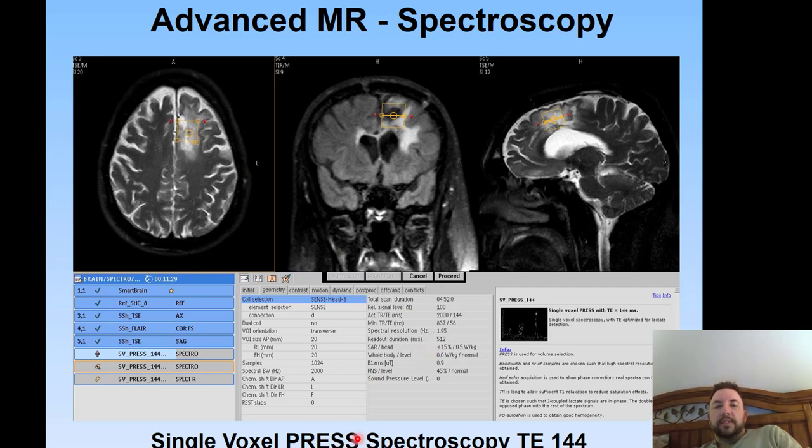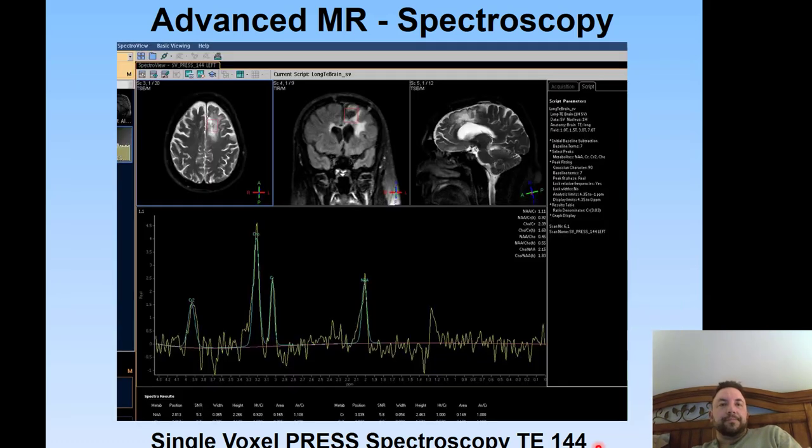The PRESS technique is the most common technique that's used, and the shortest TE possible results in more metabolites that are detected. So if you have an option of a TE of 288 compared to a TE of 144, go with the shortest TE possible to achieve more metabolites that are detected.